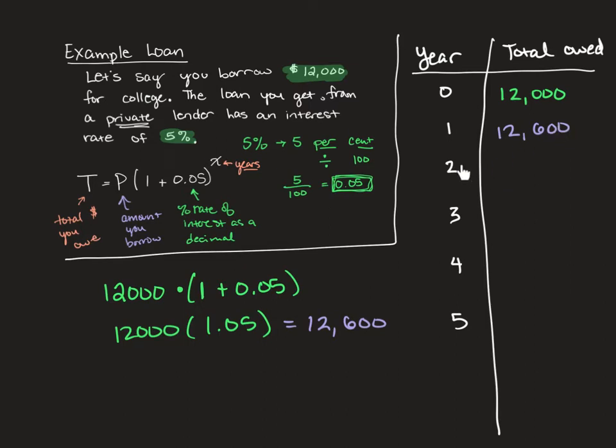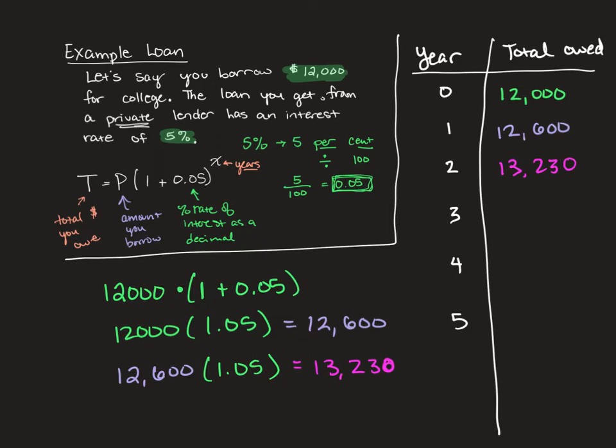And to get the next year, we just need to do the exact same thing. So we could now take that $12,600 and multiply that by 105%. That's like this extra 5%. Absolutely, keep going. You can keep doing it like this. You can get $13,230.